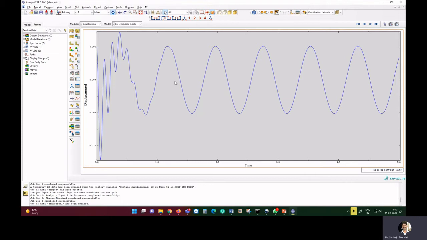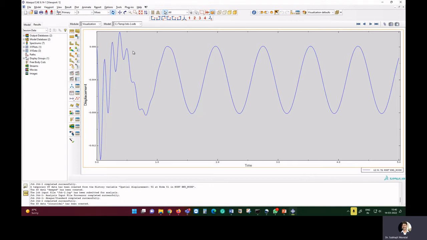Since we have applied a sine force and we are measuring at that loading point, the loading point should also show a sinusoidal type of displacement. We are getting that type of displacement here. So as per our understanding, it is correct, because we have applied a sinusoidal force at the end, and we are also getting a displacement pattern which is sinusoidal in nature.